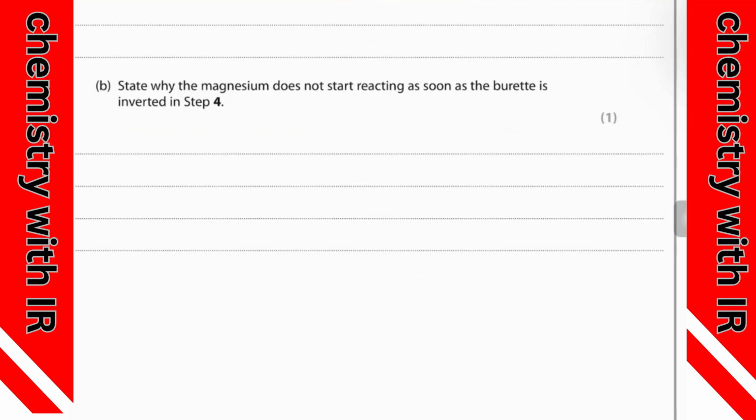And of course, when the magnesium is not in contact with hydrochloric acid, how can I say that the reaction is going to start? It's common sense. Whenever magnesium is in contact with hydrochloric acid, their particles can collide with each other, so that I can say the reaction is going to start. So when you invert your burette, after some few seconds, the reaction would start. But the question says that it does not start reacting as soon as the burette is inverted in step 4. So you know what you are supposed to write?